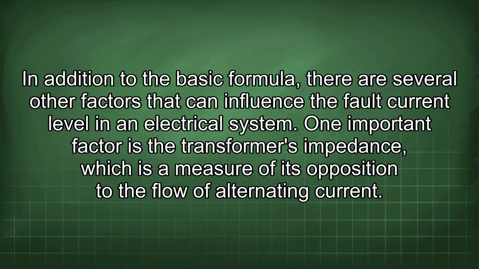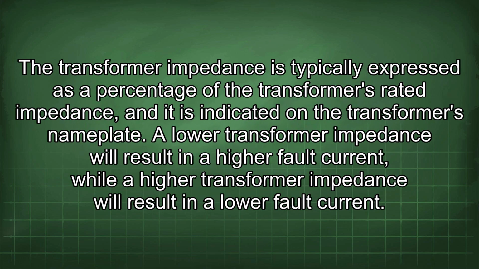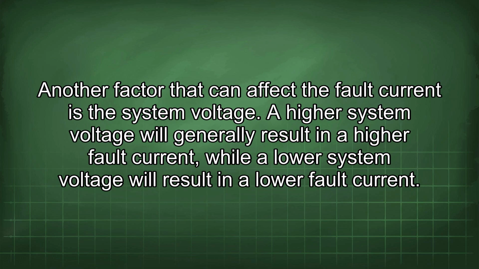In addition to the basic formula, there are several other factors that can influence the fault current level in an electrical system. One important factor is the transformer's impedance, which is a measure of its opposition to the flow of alternating current. The transformer impedance is typically expressed as a percentage of the transformer's rated impedance, and it is indicated on the transformer's nameplate. A lower transformer impedance will result in a higher fault current, while a higher transformer impedance will result in a lower fault current.